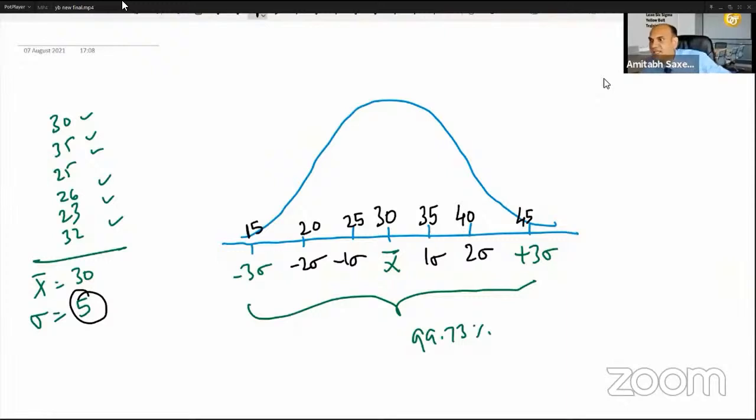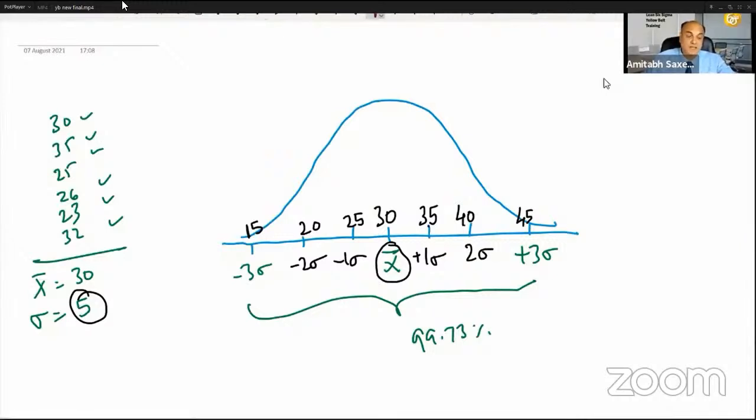So Neha is asking, okay, request you to explain. Okay, let me explain. This is the average, 30 minutes. You understood? One times standard deviation. What is the standard deviation? 5. 1 into 5 is 5. So 30 plus 5 is 35. 35 plus 5 is 40. 40 plus 5 is 45, and so on and so forth.